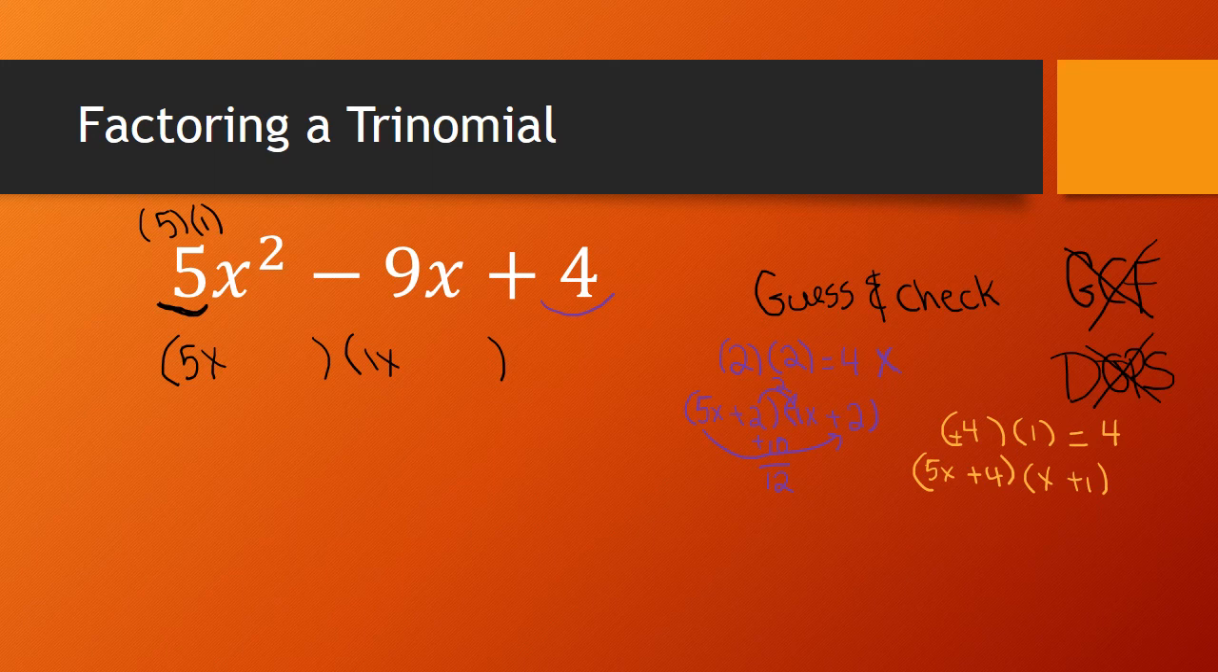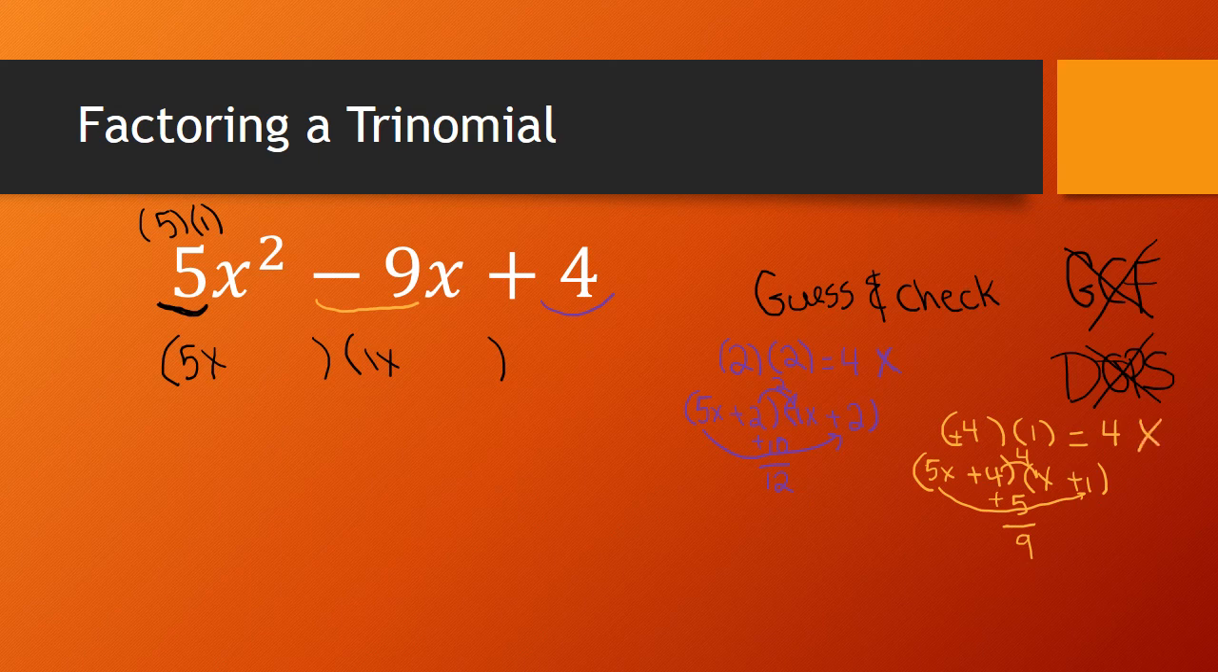Now, the inner product is 4 times 1, which is 4, and the outer product is 5 times 1, which is 5. Now, when I add 4 to 5, I get 9. So the sum is 9, but if we look at the middle number in the trinomial, it is negative 9. So that means I have the 9, but I'm missing the negative sign. So I'm close, but not correct. So my second guess is not a good guess as well.